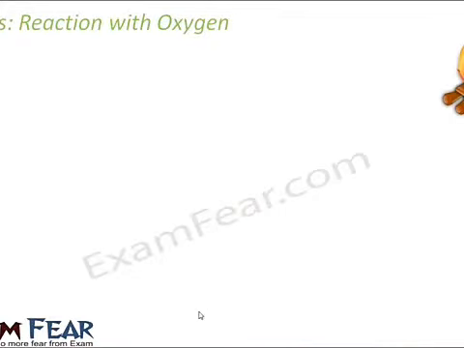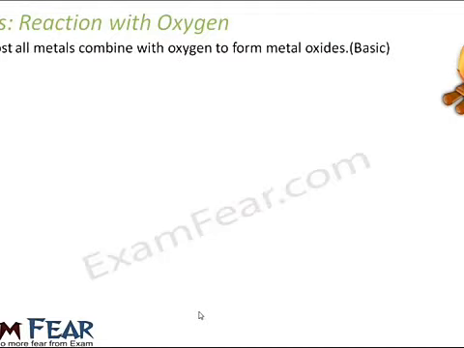So first of all, let us talk about how metals react with oxygen. Now where is oxygen present? Oxygen is present in the air. So if the metal is exposed to air, it should react with oxygen. Let us see how exactly it happens. Almost all metals combine with oxygen to form metal oxides. So metals react with oxygen and form metal oxides, and these metal oxides are basic in nature. We will talk about that later.